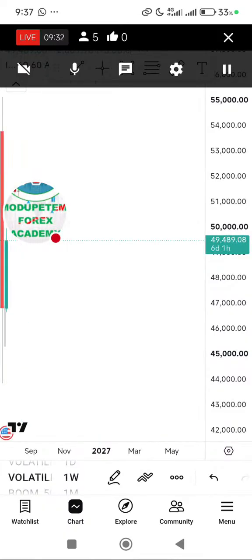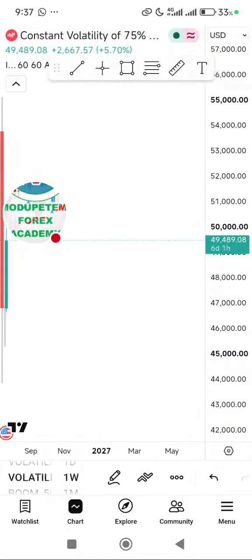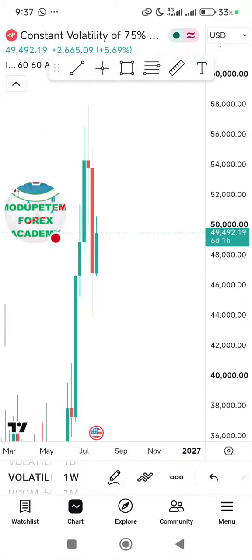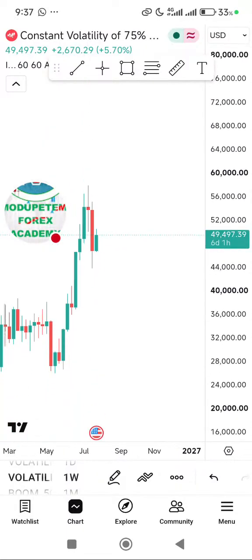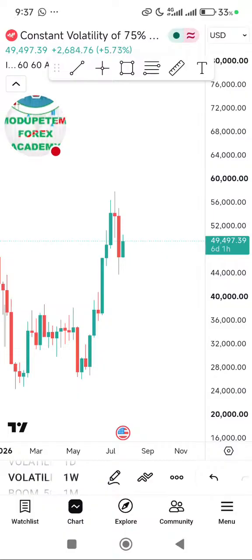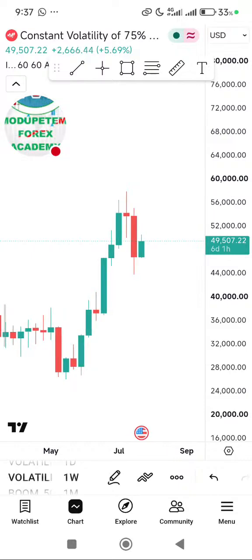So we'll look at the weekly time frame first. From the weekly time frame, what can we say we have? I hope everybody can see my screen. Okay, perfect.